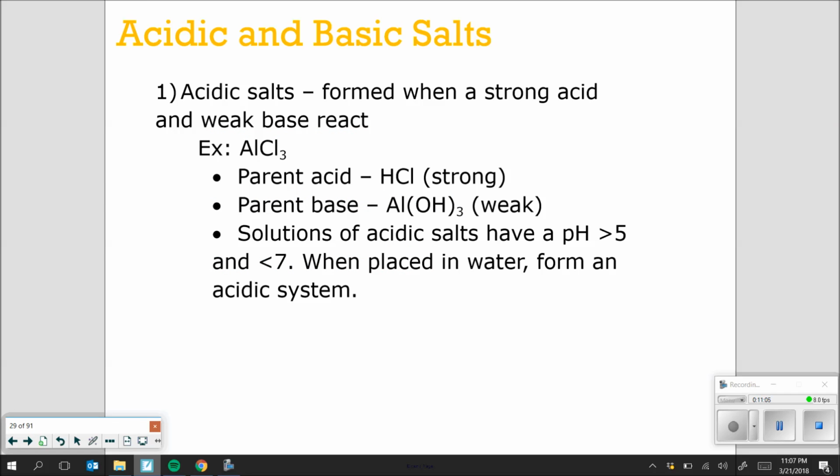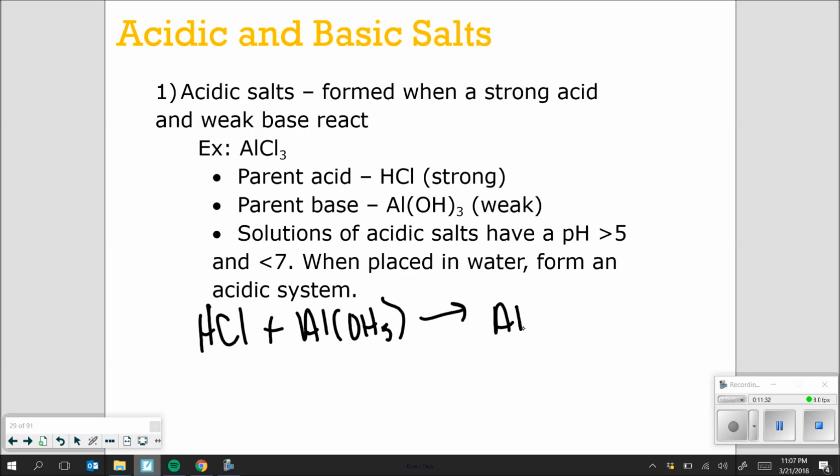So now we're going to talk about acidic and basic salts. Acidic salts are formed when a strong acid and a weak base react. So for example, aluminum chloride. If I formed aluminum chloride, my parent acid of that was HCl, and my parent base of that was aluminum hydroxide. That should make some sense. We've got HCl plus aluminum hydroxide, and that's going to form aluminum chloride plus water.